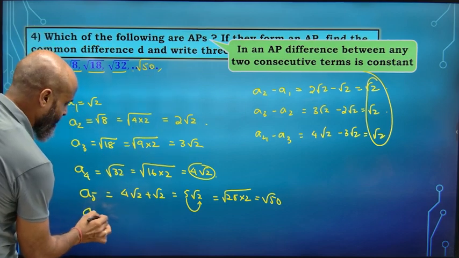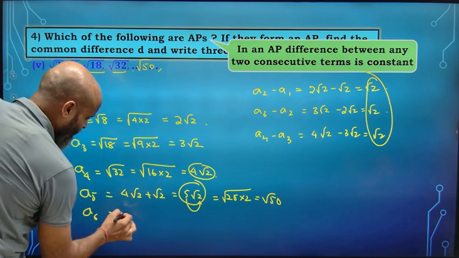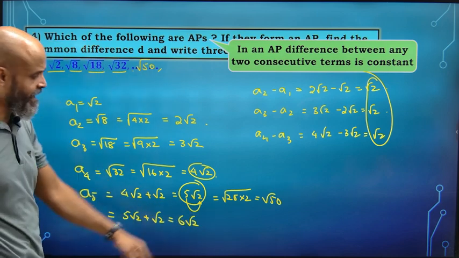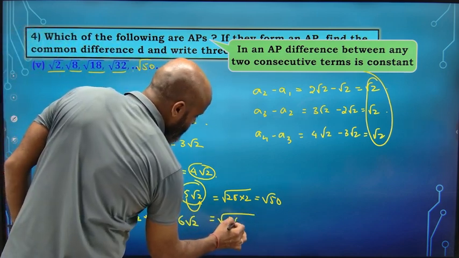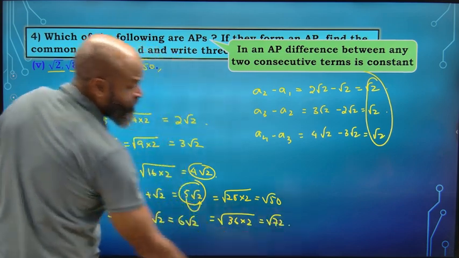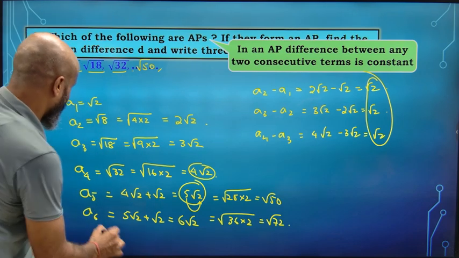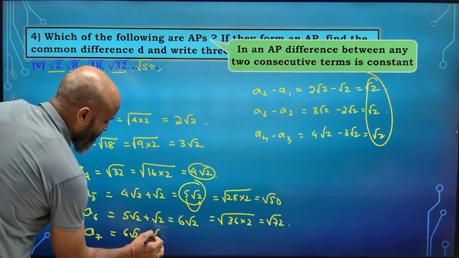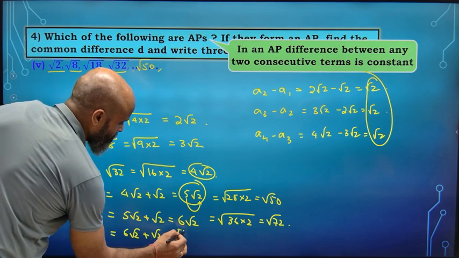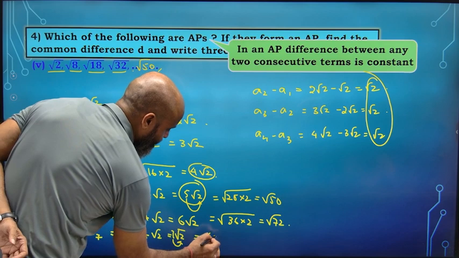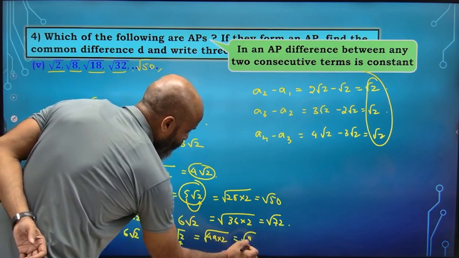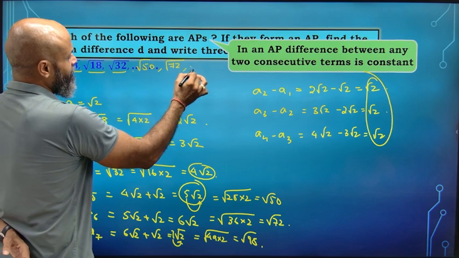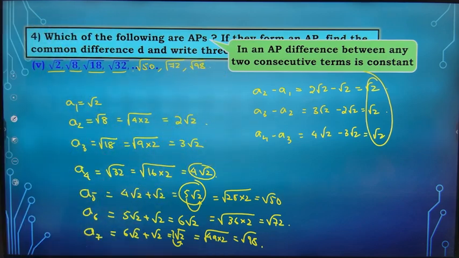What about the next term, a6? a6 will be 5√2 plus √2, that comes to 6√2. Now 6 taken inside will be 36, 36 into 2, that is √72. Clear? In the same way, a7 is 6√2 plus √2, that is 7√2, and with 49 taken inside, this is 49 into 2, that is √98. So the next three numbers in the series are √50, √72 and √98. Are we clear on this one?